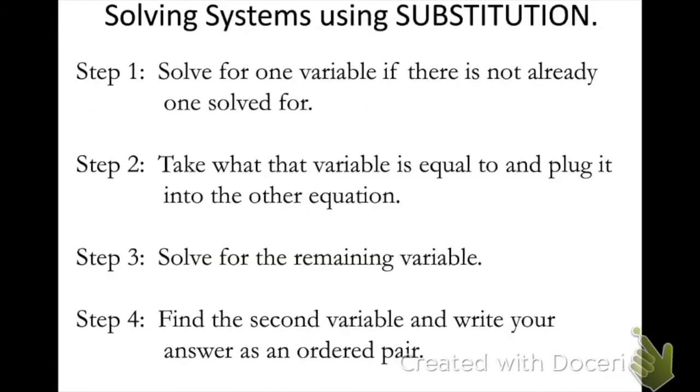Solving systems using substitution. Here are the 4 steps that we're going to use. Number 1, solve for one variable if there is not already one solved for. Step 2 is take what that variable is equal to and plug it into the other equation. Step 3, solve for the remaining variable. And step 4, find the second variable and write your final answer as an ordered pair.